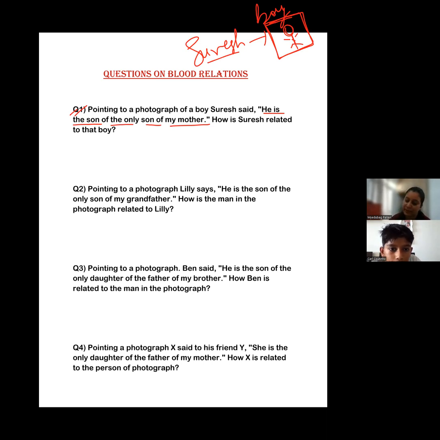Can you guess how is Suresh related to that boy? He's saying he's the son of the only son of my mother. If "my mother" means Suresh is talking about himself, such type of questions we can also solve, as I told you, by correlating them with our relation.